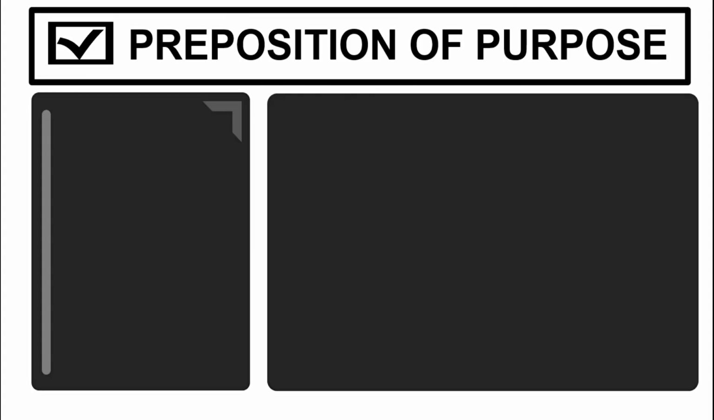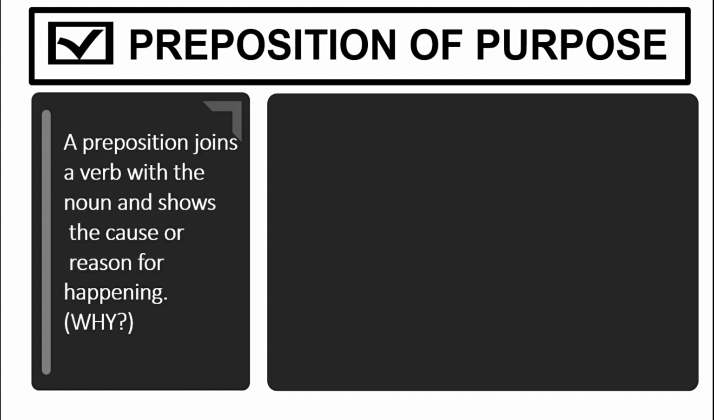Next is preposition of purpose. Now preposition of purpose is different from the preposition of condition. This is the preposition which usually indicates the cause of something happening or the purpose of an action. It joins a verb with the noun and shows the cause or the reason for happening, or you can say it is usually used to show the purpose of the noun, and it joins a noun with a verb.